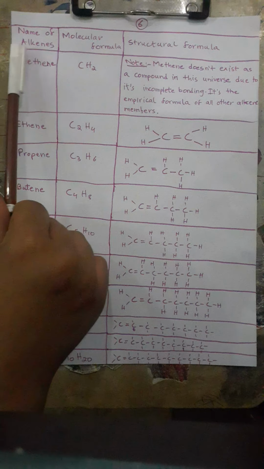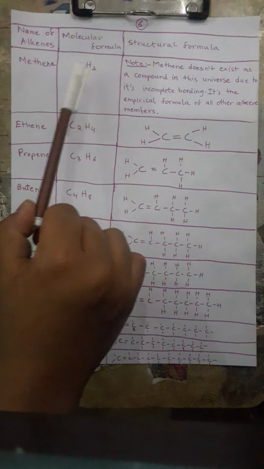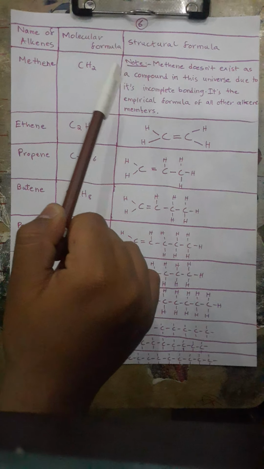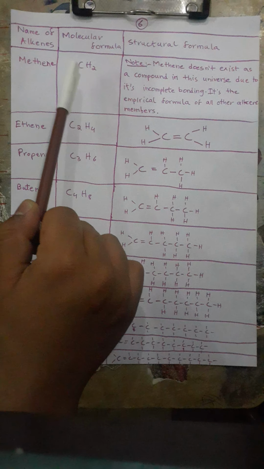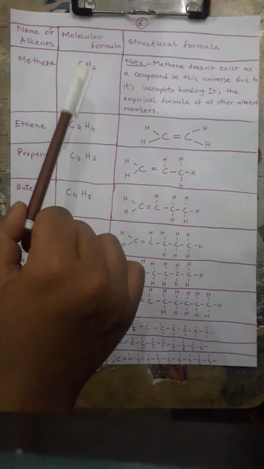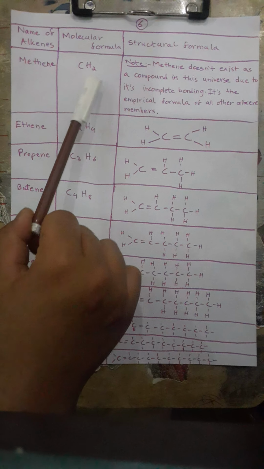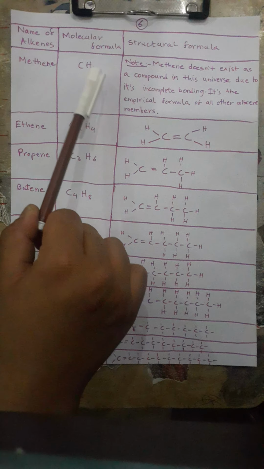Now, name of alkene, this is methane. Its molecular formula is CH2, as it's CnH2n. So double the number of carbon atoms. There are double the number of hydrogen atoms. So C1H2, double the number.